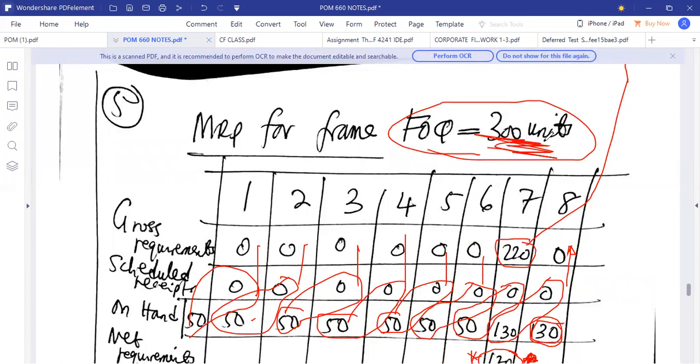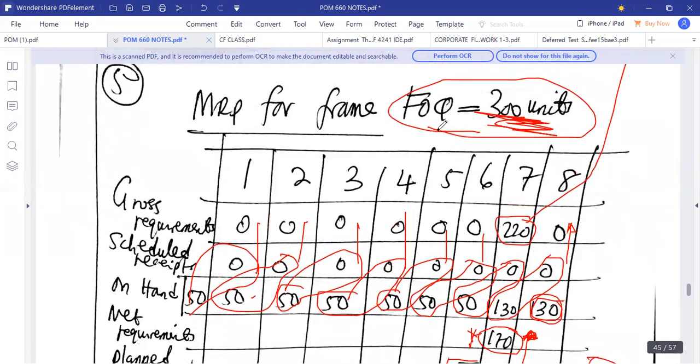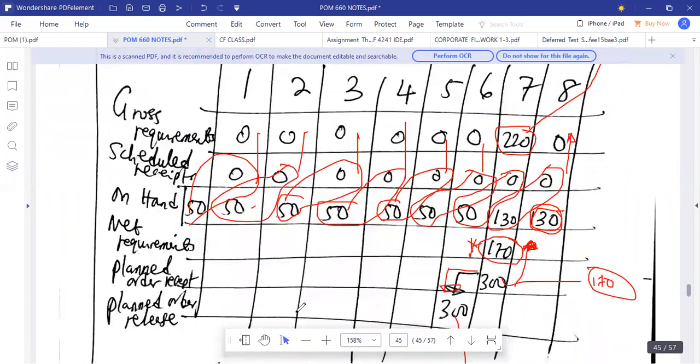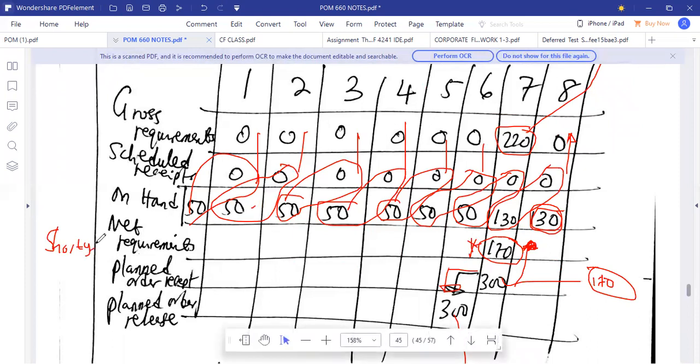So they will say you're ordering 300 units. This 300 will be given to you on the fixed ordering policy in the question. So now you have to use it in the week where there are net requirements, where there's a shortage. In the week where there's a shortage, that's where you actually indicate the net requirement. If there's no shortage, you cannot indicate anything.